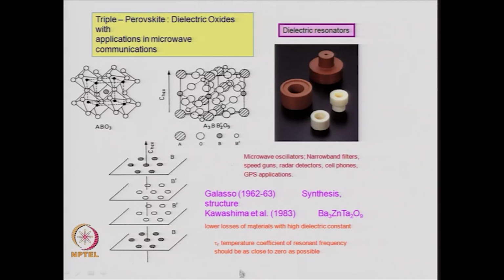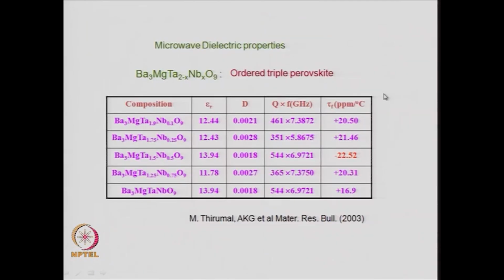microwave materials. Why are they important? Because they have a high dielectric constant, and their temperature coefficient of resonant frequency is as close to 0 as possible. So, triple perovskites are very useful as dielectric oxides with applications in microwave communications, and hence the research in this area in the past 25-30 years has concentrated heavily on the applications of these materials.